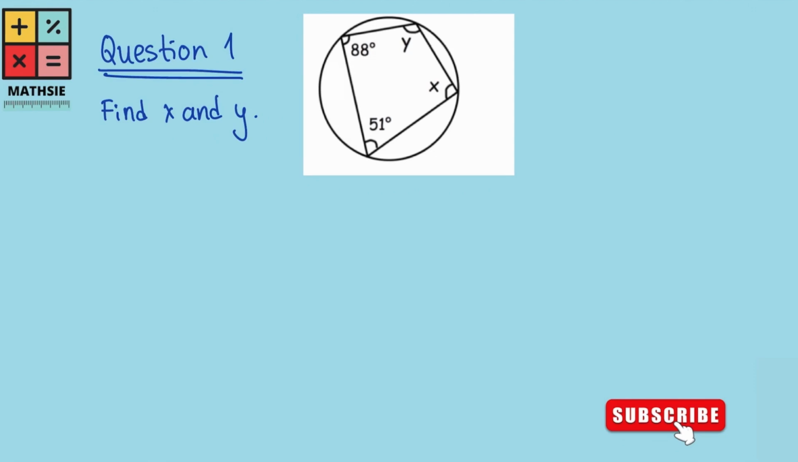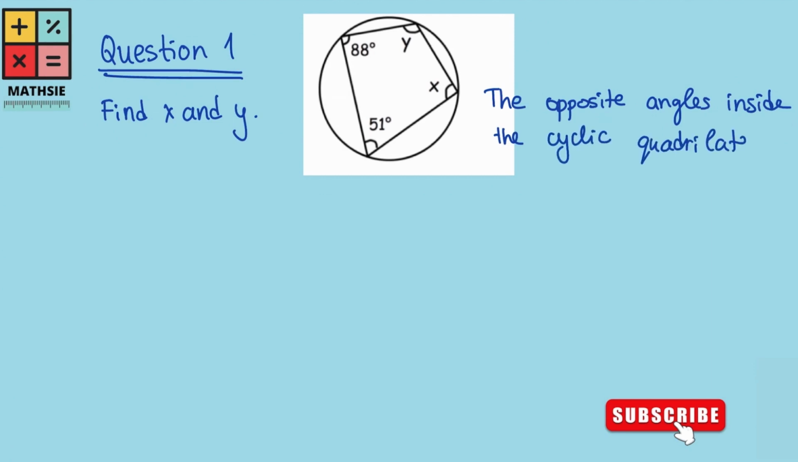And what we're going to look at today, in question 1, we have a circle inside of which we have a cyclic quadrilateral, and we need to find x and y, which are two of the angles. So to start with, we need to recap one of the circle theorems. Remember, if we have a cyclic quadrilateral, the opposite angles inside the cyclic quadrilateral add up to 180.